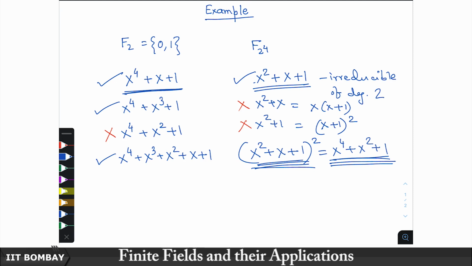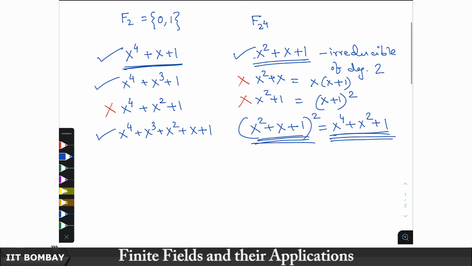One can verify, one can check that there is no other possible irreducible polynomial of degree 4. So, to extend the field F2 to F2 power 4, we can start with any of these 3 polynomials. We can use any of these 3 polynomials to extend the field. So, let us take one of them, this x^4 + x + 1, the first one.